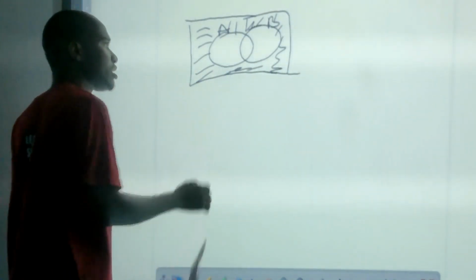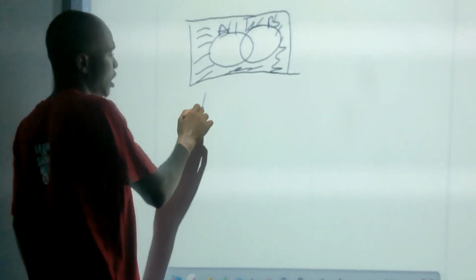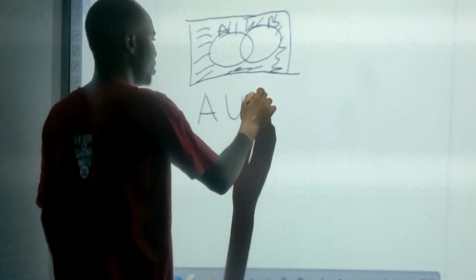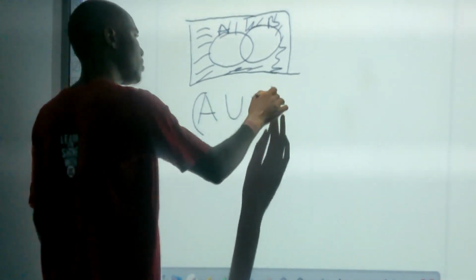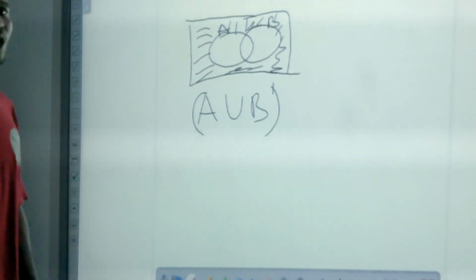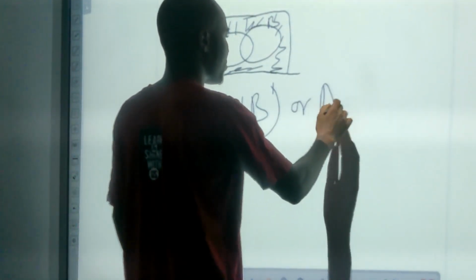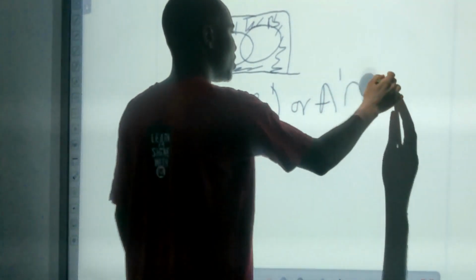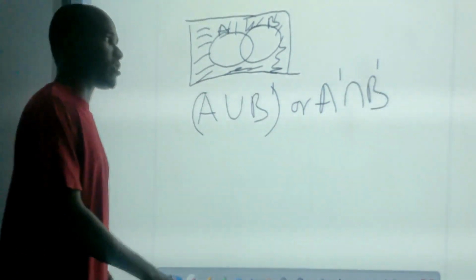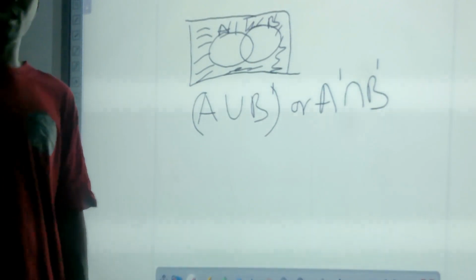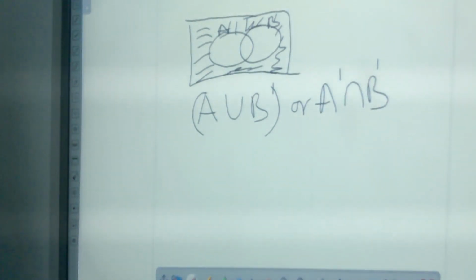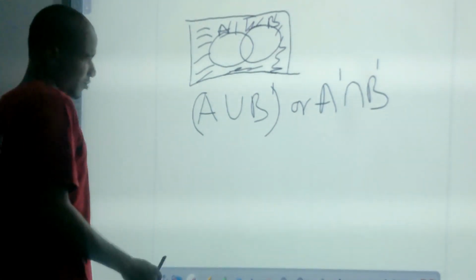So here what we just did is what we call (A union B) prime. What does not belong to A and does not belong to B, it does not belong to any of them. Or some people will say A prime intersection B prime. That is another area here.